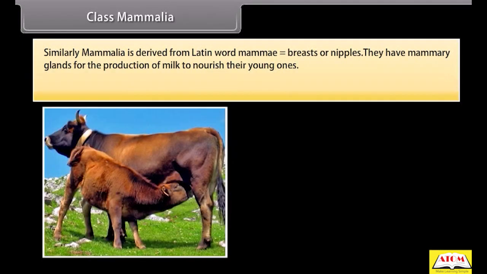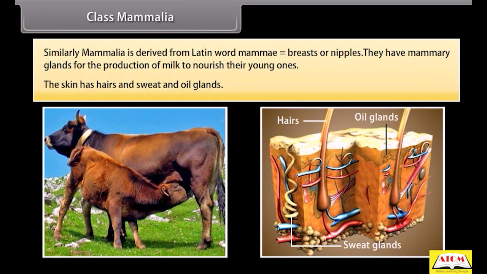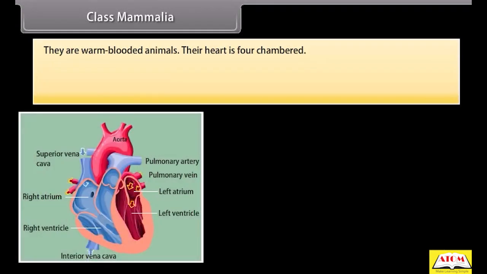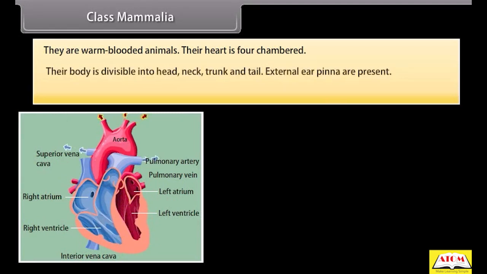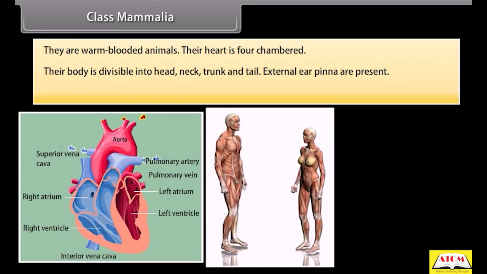Class Mammalia. Similarly, mammalia is derived from the Latin word mamme, which means breasts or nipples. They have mammary glands for the production of milk to nourish their young ones. Their skin has hairs and sweat and oil glands. They are warm-blooded animals. Their heart is four-chambered. Their body is divisible into head, neck, trunk, and tail.